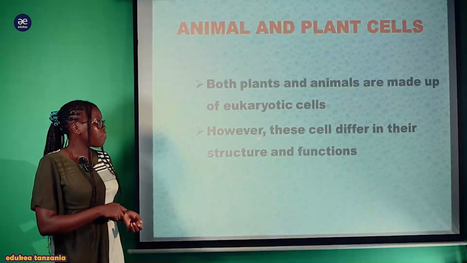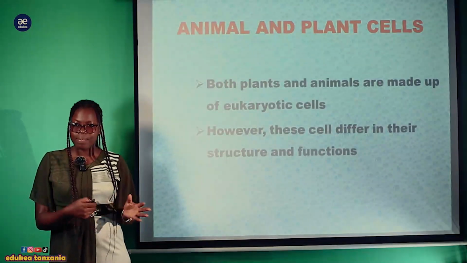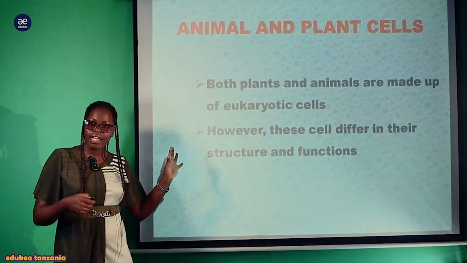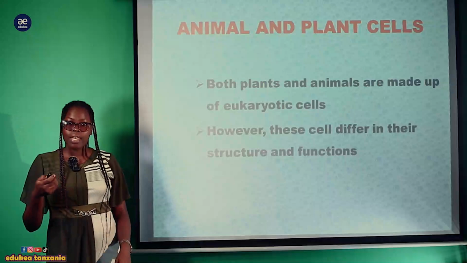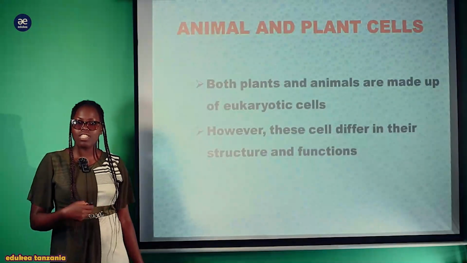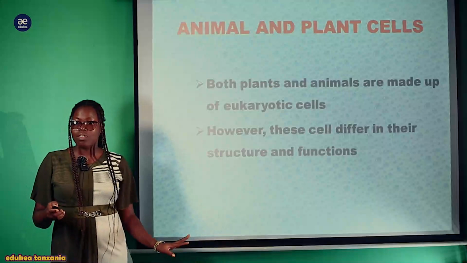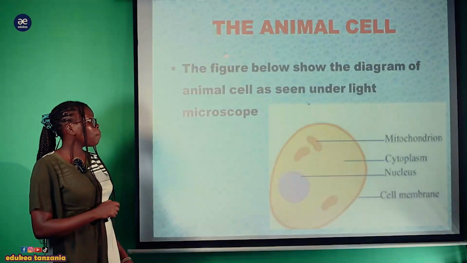Now, however, these cells can differ in their structure and function. These two cells can differ in structure and function because there are differences between the plant and animal. They do differ in function as well as in structure. So now let us see how these cells differ in their structure and function. Now, starting with the animal cell.